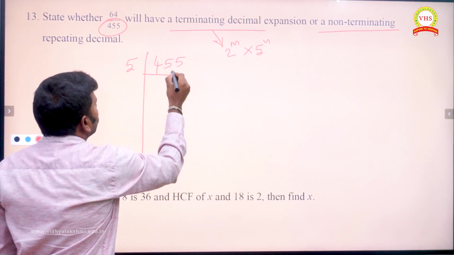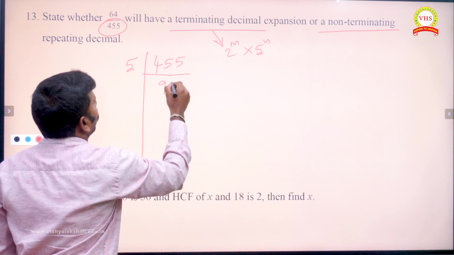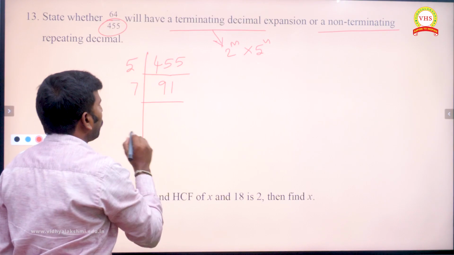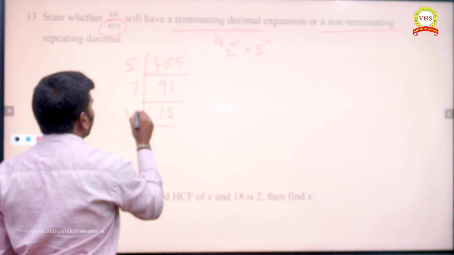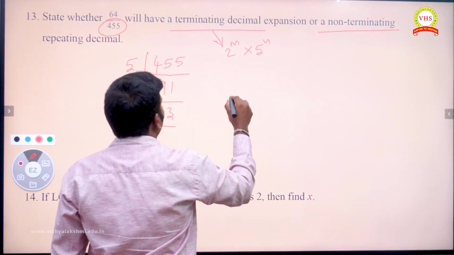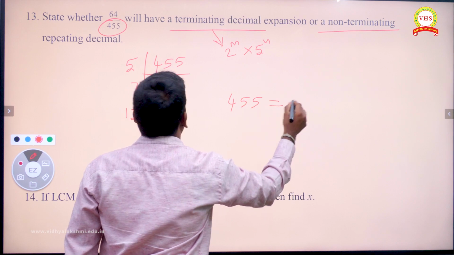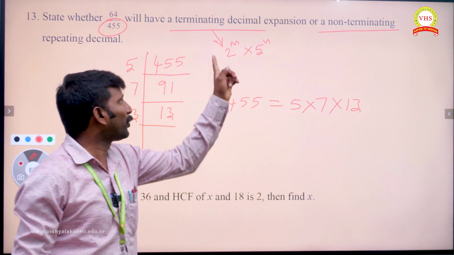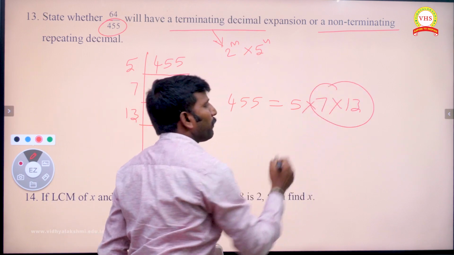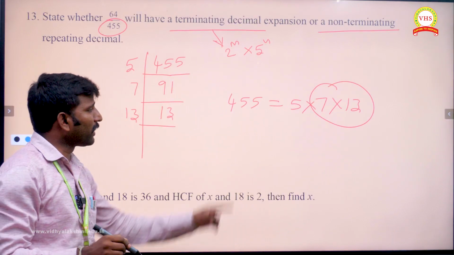Now, see, 9 fives are 45, 1 five is 5. The 7 table is coming, so 1 seven is 7, and the remaining 2 means 13 times. So here 13. See, the denominator 455 consists of 5, 7 and 13. Other than 2 and 5, I'm getting 7 and 13.